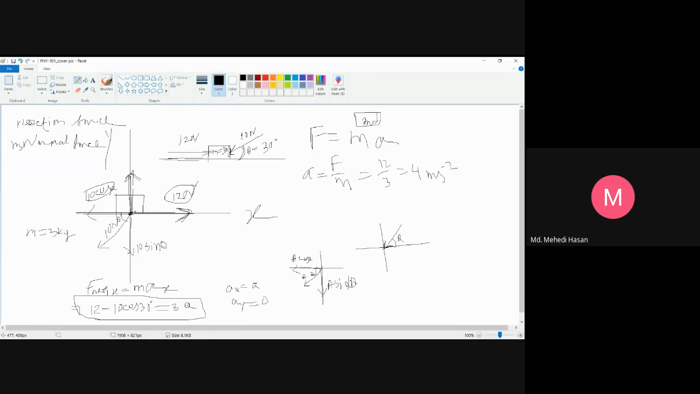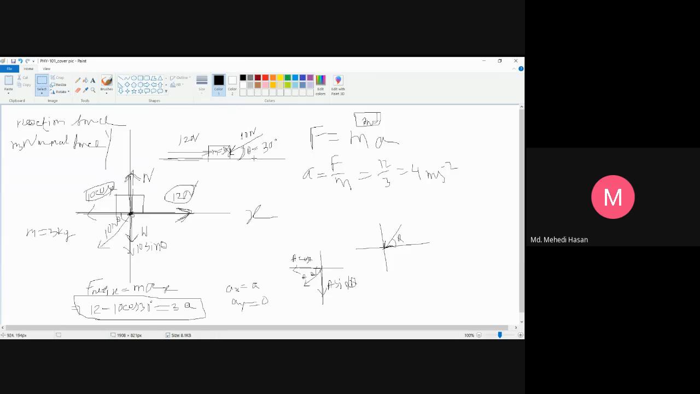So that's why the object's weight is downward and there is a normal force in the upward direction, which is denoted by N. And another thing is that weight is always downward. So here the forces are weight, normal force, 12 Newton force rightward, and 10 Newton force at an angle with the negative x-axis. Then if the forces are given at an angle with a particular axis, we have to draw the components.